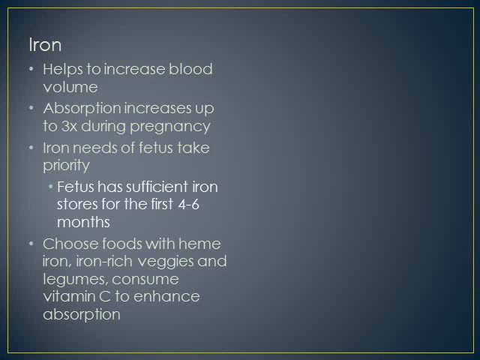So it's very important to choose foods that are high in heme iron, so that's going to be our animal sources, or iron-rich vegetables and legumes, and to pair them with vitamin C to help enhance iron absorption. So remember, vitamin C helps to enhance iron absorption. And remember to limit those foods that may inhibit iron absorption or not pair them in the same meal. So you wouldn't want to have milk with a steak because the calcium in the milk would inhibit the iron absorption of the meat.